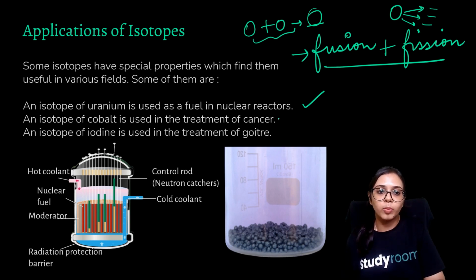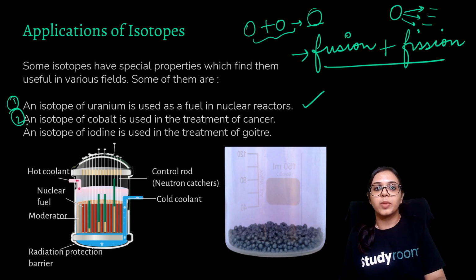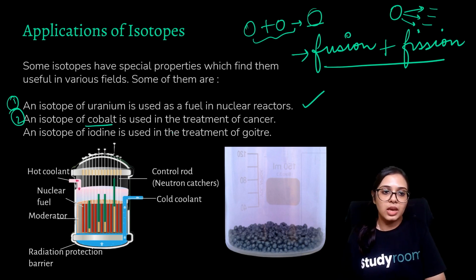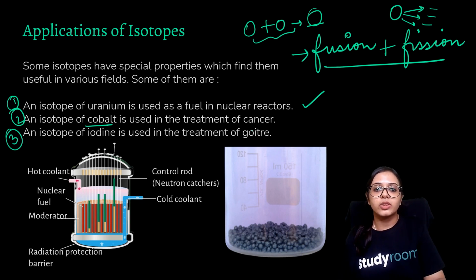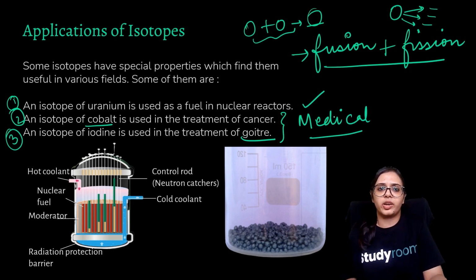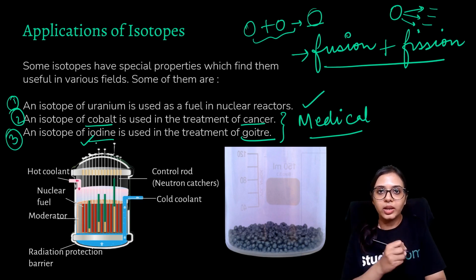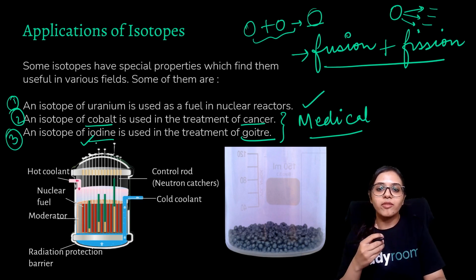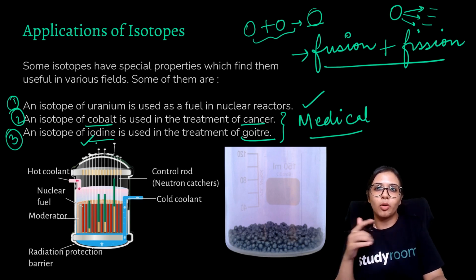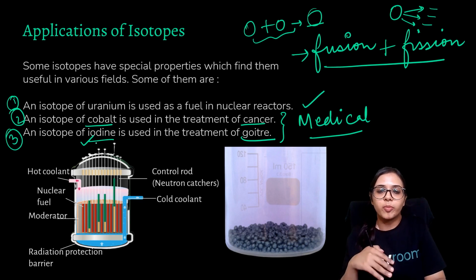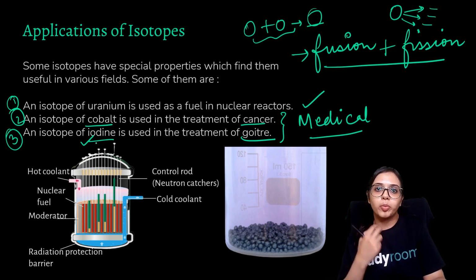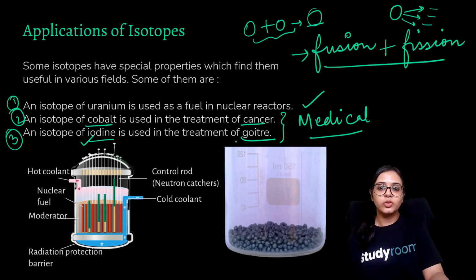So fusion and fission, the two nuclear reactions, are usually done by the isotope of uranium. Isotope of cobalt is used in the treatment of cancer. So there is a medicinal purpose of cobalt. It is used in the treatment of cancer, and the isotope of iodine is used in the treatment of goiter. So there are two medical uses over here. You may remember that C stands for cobalt and C stands for cancer. And the isotope of iodine is used in the treatment of goiter. You may remember this by a very functional use of iodine, that iodine is found in salt, and when you have a deficiency of iodine, that means if there is some disturbance of balance in your consumption of salt, then you have a goiter problem. So the isotope of iodine is used in the treatment of goiter.